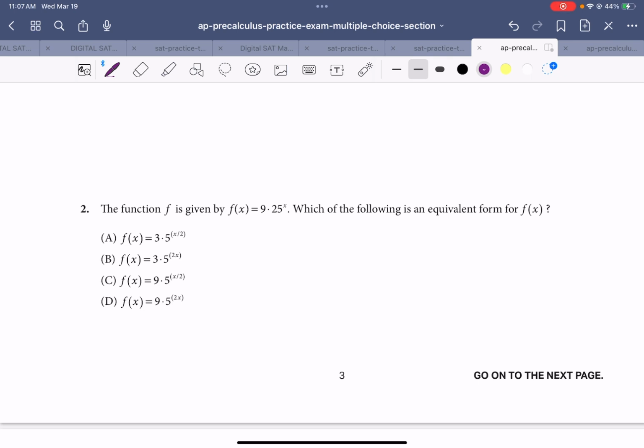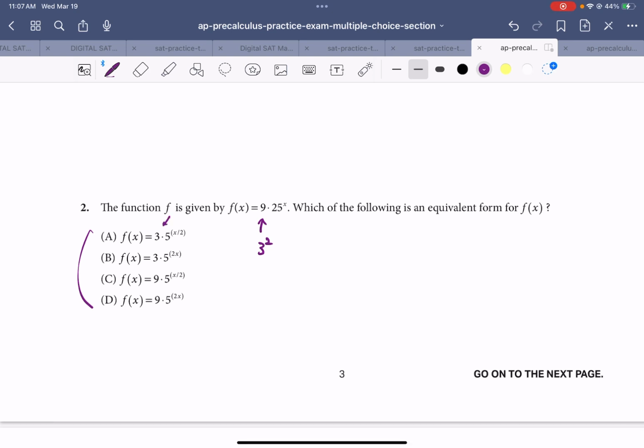The function f is given by f of x equals 9 times 25 to the x power. Which of the following is the equivalent form for f of x? Okay, so you need to look at the answer choices first. Which one is similar to that one? You can make this 9 like 3 squared, but as you see, those 3s are just 3 to the 1 power, so it cannot be the answer.